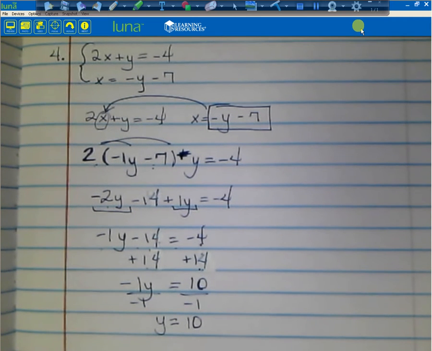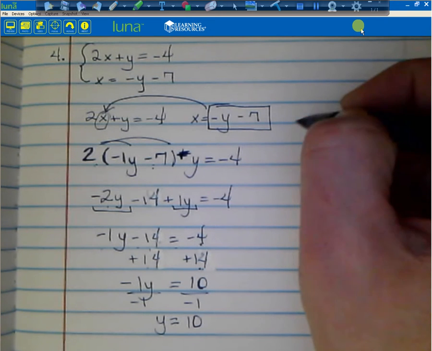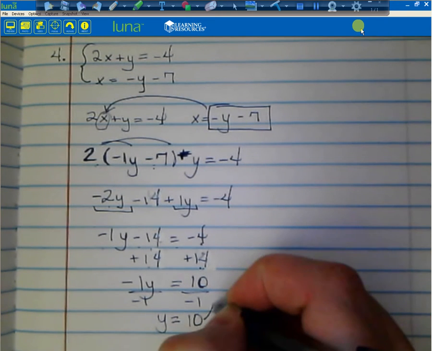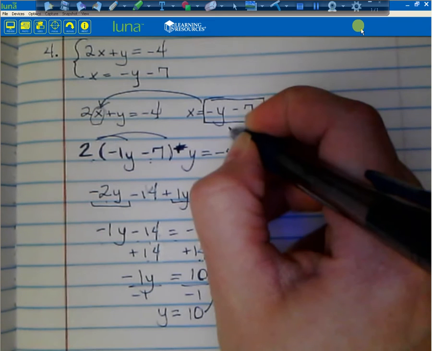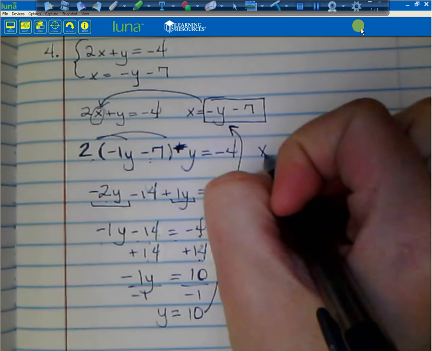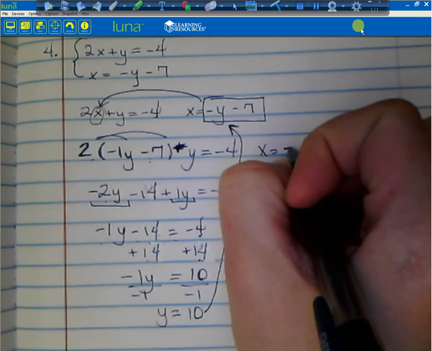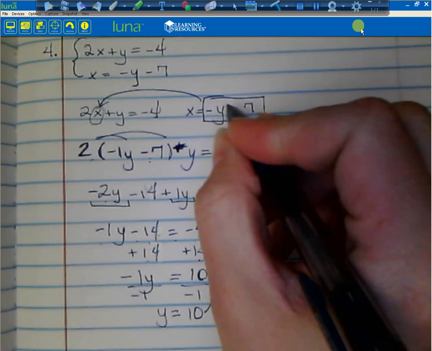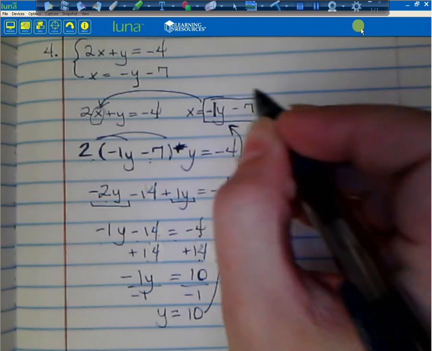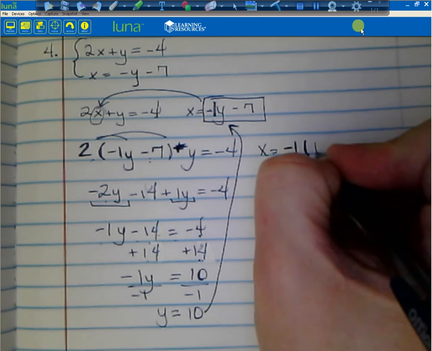So now that I've solved for y, I've got to go back and plug that in and solve for x. So I'm going to take this, y equals 10, and plug it in up here for my y. And I'm going to have x equals, and again there's a negative there in front of that, so it's going to be the same thing as saying negative 1y, so I'm going to say negative 1 times 10.